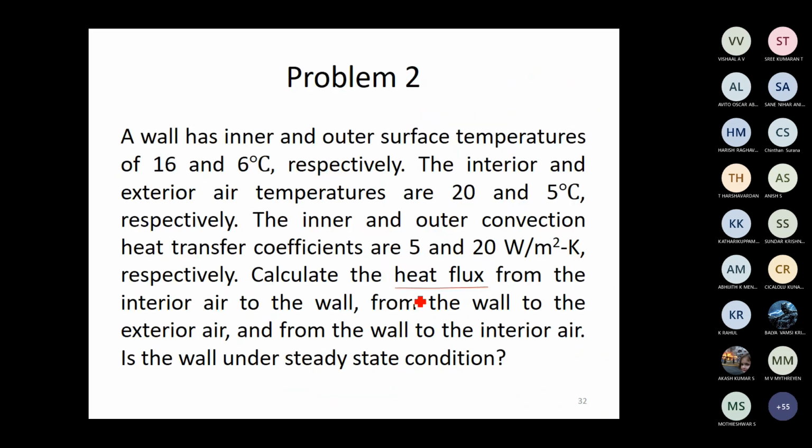Now in this problem, find the heat flux. Heat flux is a quantity which has the units of watt per meter square. So it's a quantity which can take any value irrespective of the area. You divide the heat transfer by the area and you get the heat flux. So this is nothing but the rate of heat transfer per unit area. That's the meaning. Okay, so let us try to solve this problem.